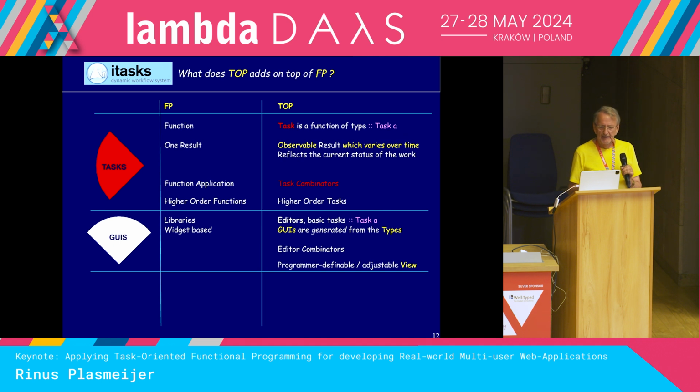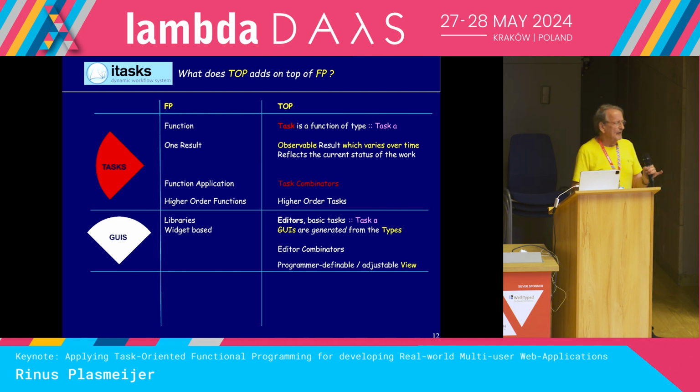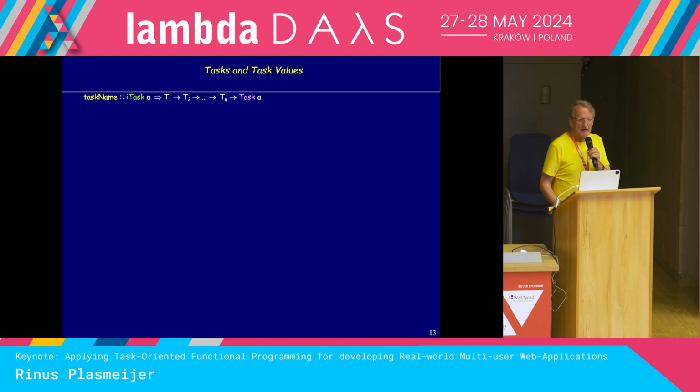From this Task of A, we can then generate a graphical user interface from the types. And perhaps you want to make this graphical user interface look in a particular way, so there are all kinds of ways to make it look like you want. And the shared data sources are used for communication and synchronization of data between the end users. Time for an example.